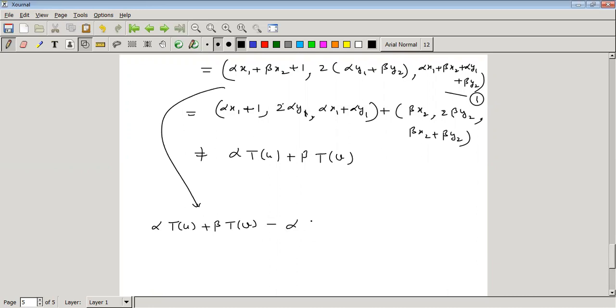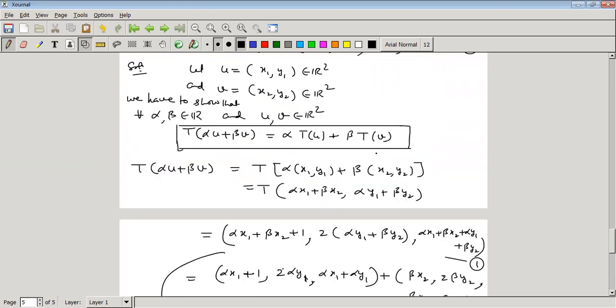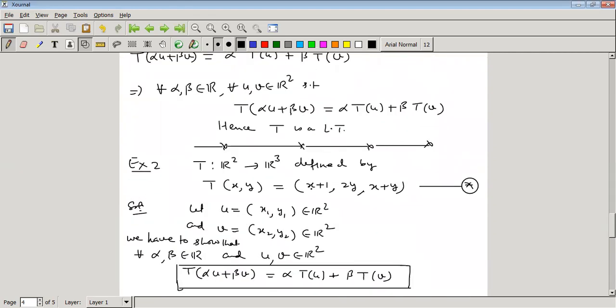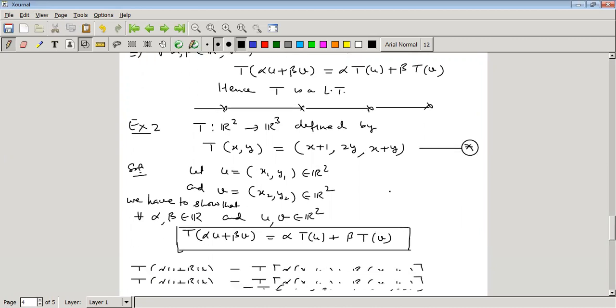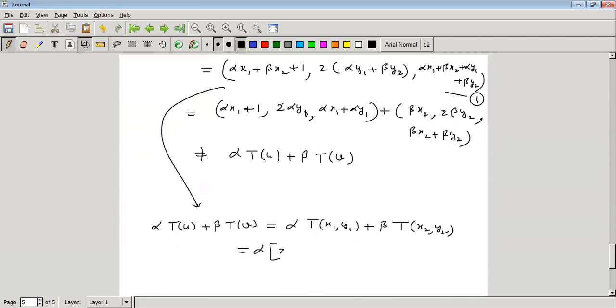What is this? Alpha times T of u. T of u is T of x1, y1, plus beta times T of v. T of v is T of x2, y2. That is alpha times, what is the value of T of x1, y1? It is already defined: T of x, y is x plus 1, 2y, x plus y. So here what we get? x1 plus 1, 2 times y1, x1 plus y1. This is the output of T of x1, y1. Now T of x2, y2, the same way we get x2 plus 1, 2y2, x2 plus y2.